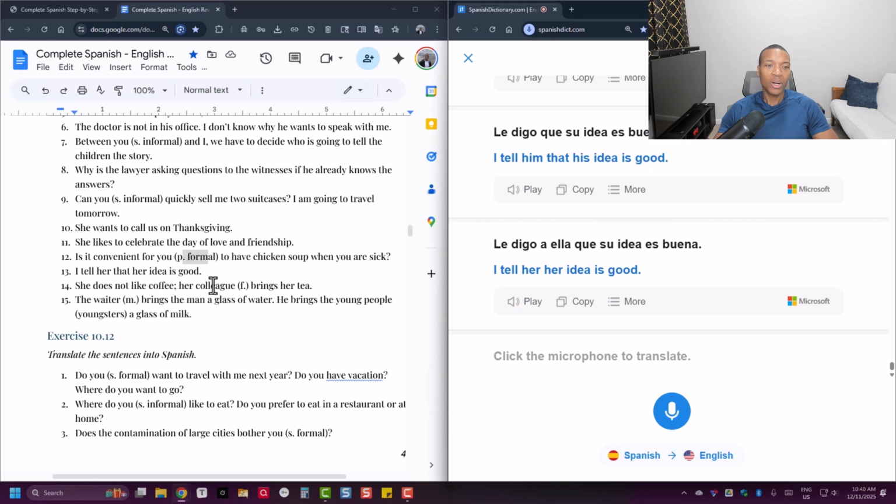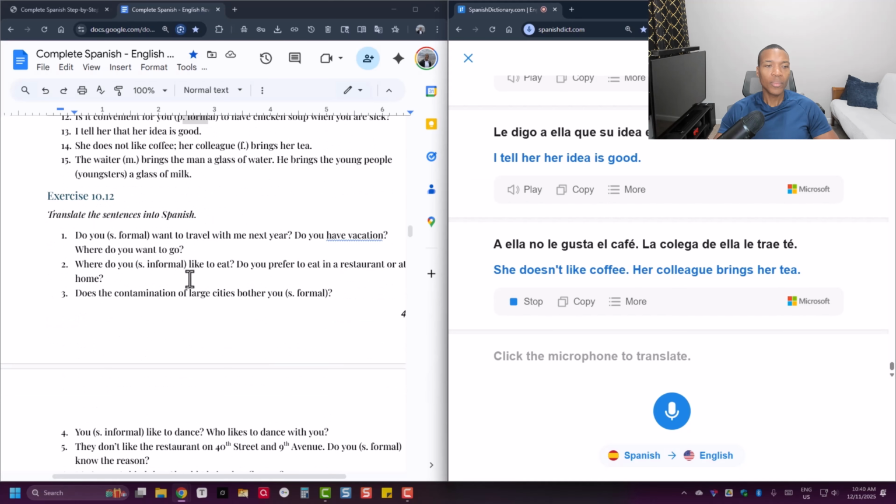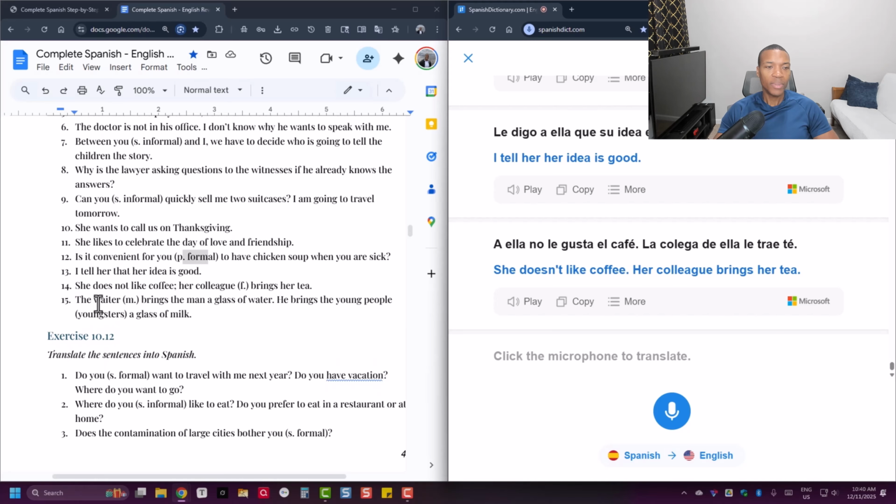She does not like the coffee. Her colleague brings her tea. A ella no le gusta el café. La colega de ella le trae té. She doesn't like coffee. Her colleague brings her tea. All right, 15. The waiter brings the man a glass of water. He brings the young people a glass of milk. El mesero le trae al hombre un vaso de agua.